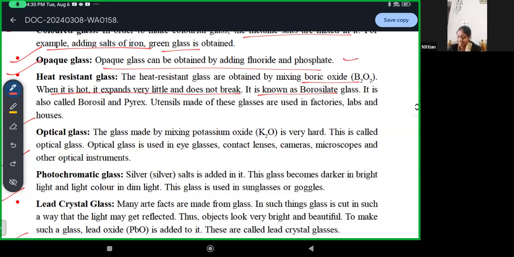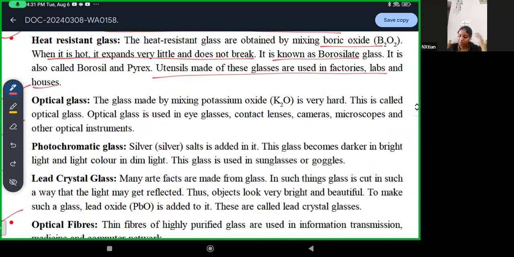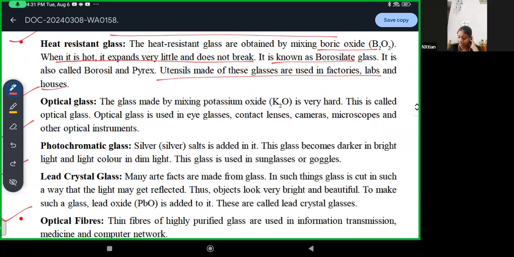Utensils made of these glasses are used in factories, labs, and houses, okay? Because when they are exposed to heat, they do not break. That's a thick glass. It does not break when you pour something hot in it or you put it on fire. Then you have optical glass. The glass made by mixing potassium oxide is very hard. This is called optical glass. Optical glass is used in eyeglasses, contact lenses, cameras, microscopes, and other optical instruments.